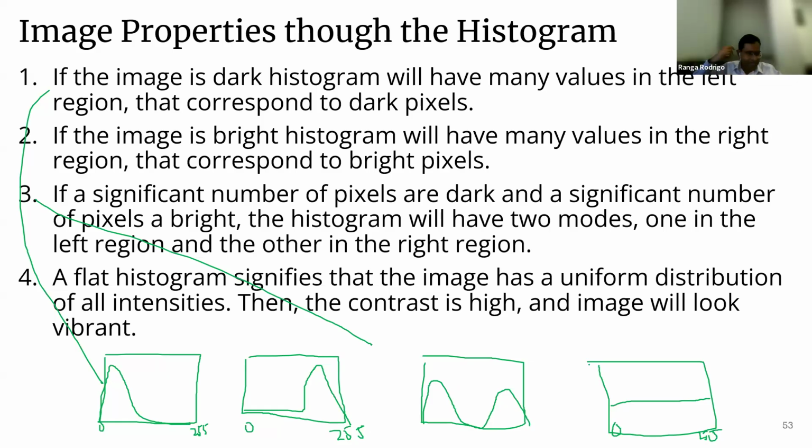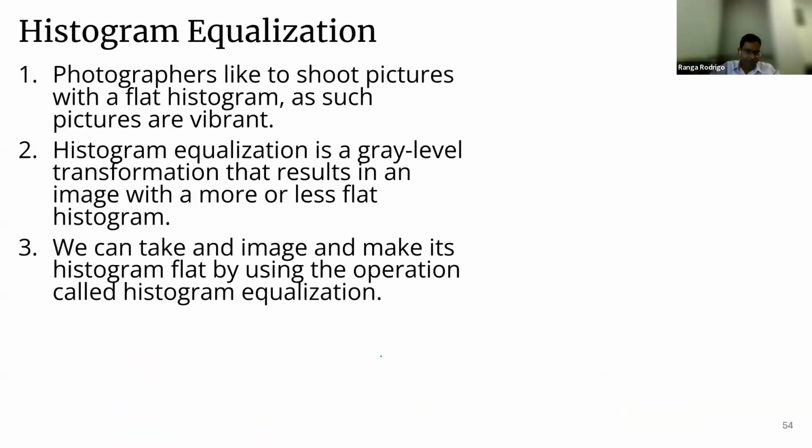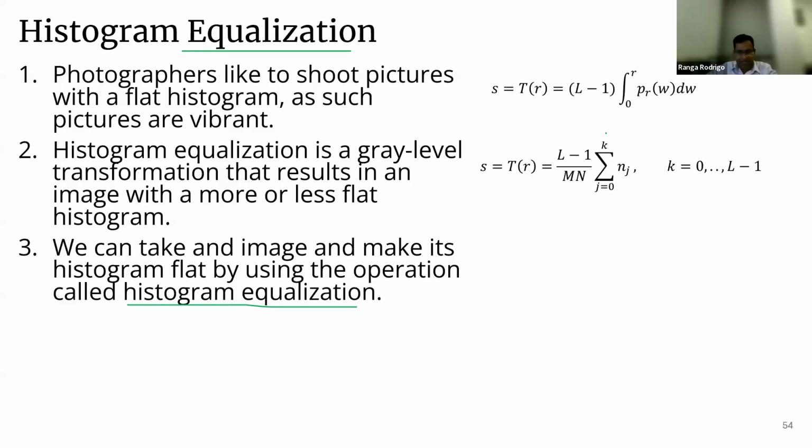The auto correction options that you have in Photoshop and so on are something like this, not exactly that, I think. Something like that if you use autocorrect in Photoshop or similar software. In simple terms, that is called histogram equalization. Photographers like to shoot pictures with a flat histogram, such that pictures are vibrant. Histogram equalization is a gray-level transformation that results in an image with a more flat histogram. We can take an image and make its histogram flat by using an operation called histogram equalization. So we'll look at that.